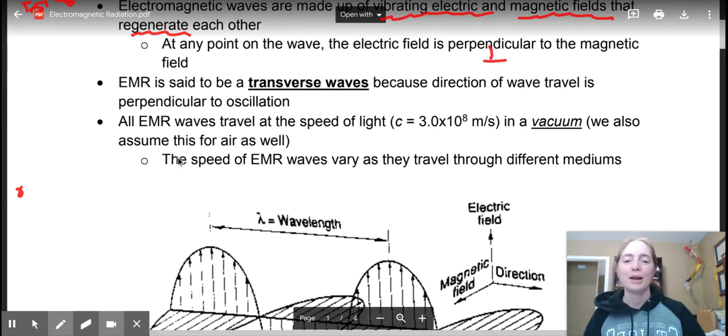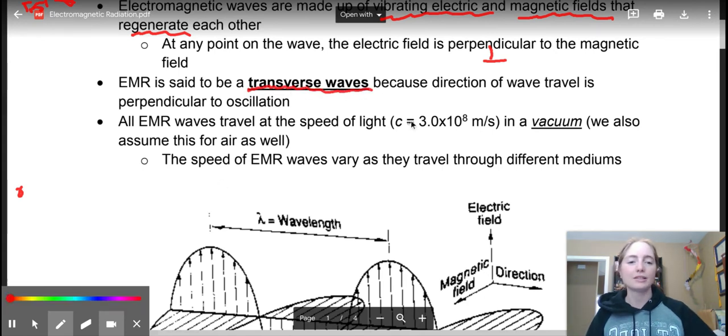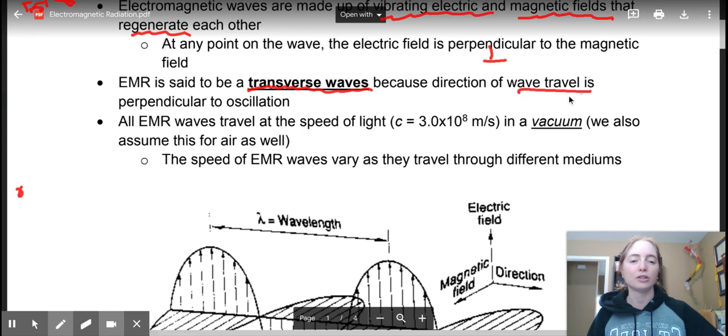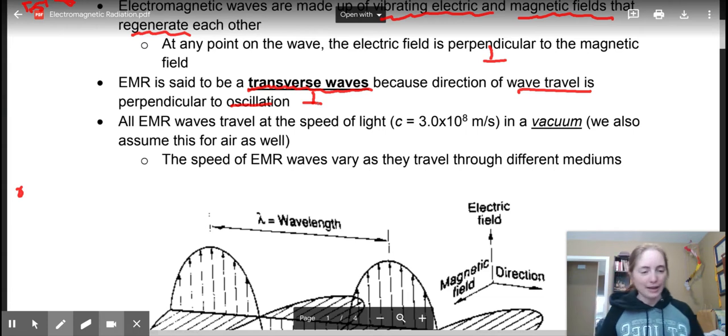Okay. Now, EMR is said to be a transverse wave because our wave travel is perpendicular to our oscillation. So what does that even mean, really? Let's think back to last year's Physics 20. You guys remember my epic dance moves, your longitudinal waves and your transverse waves? I will show you my dance moves again because they're cool. You guys already know I'm crazy, so this is fine.